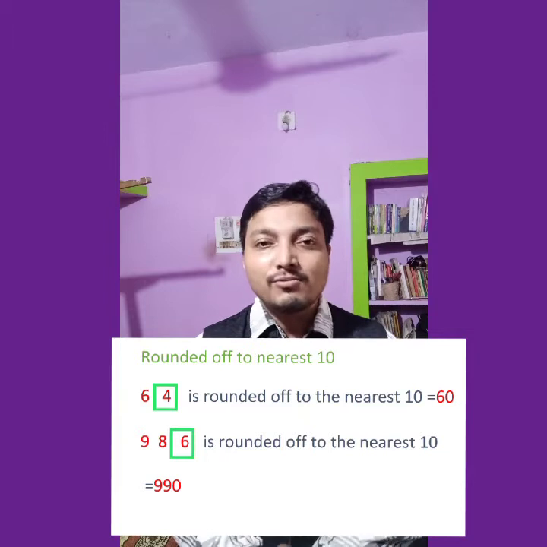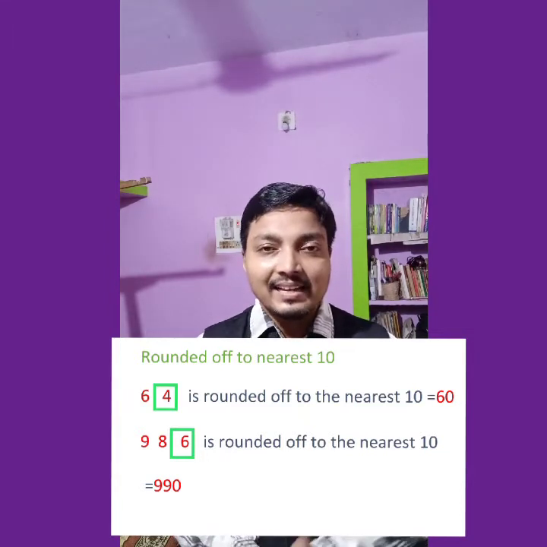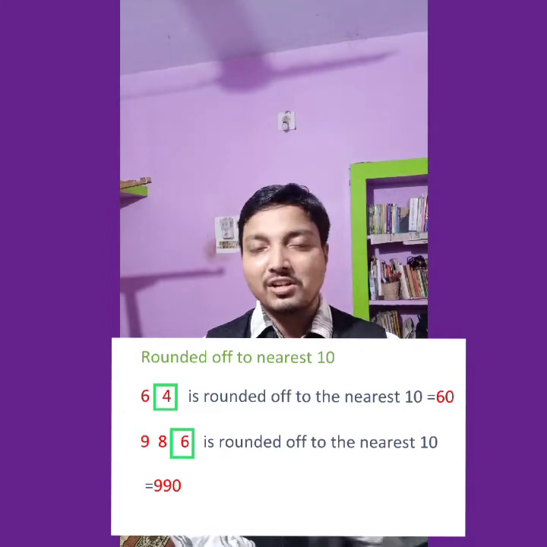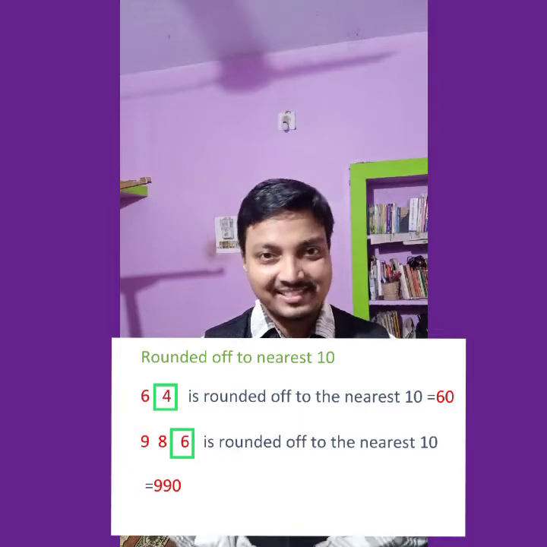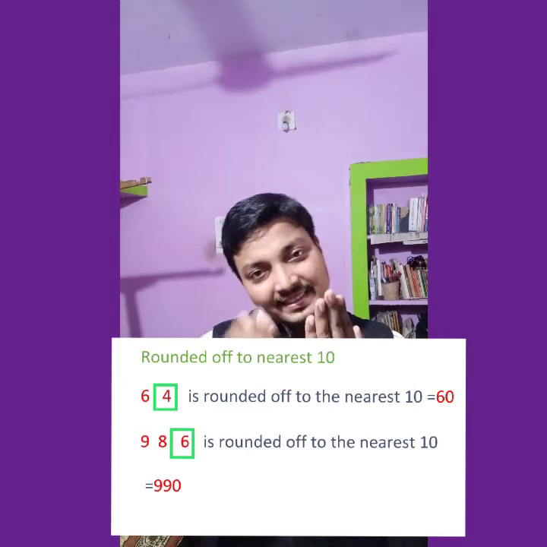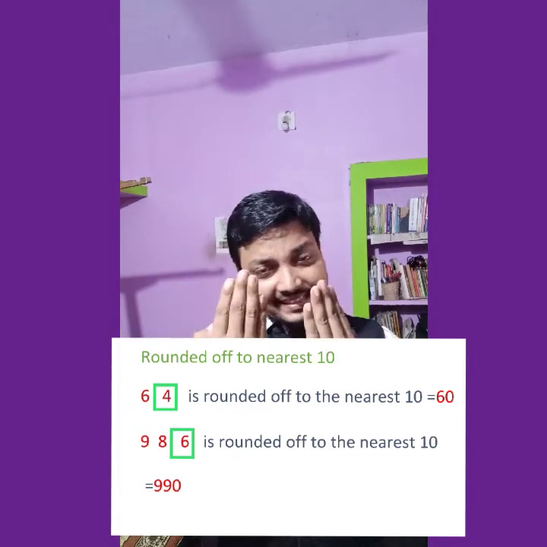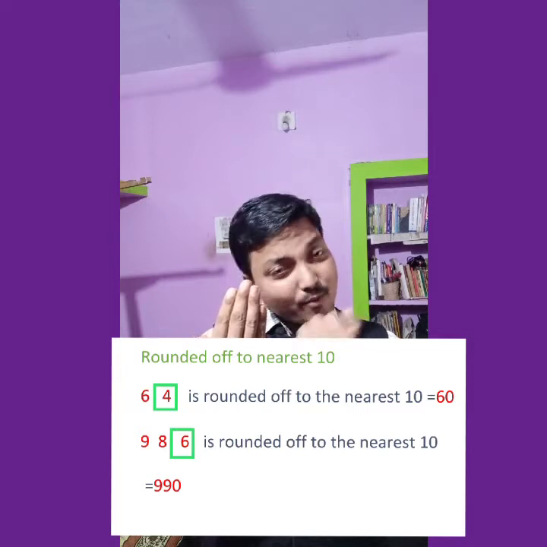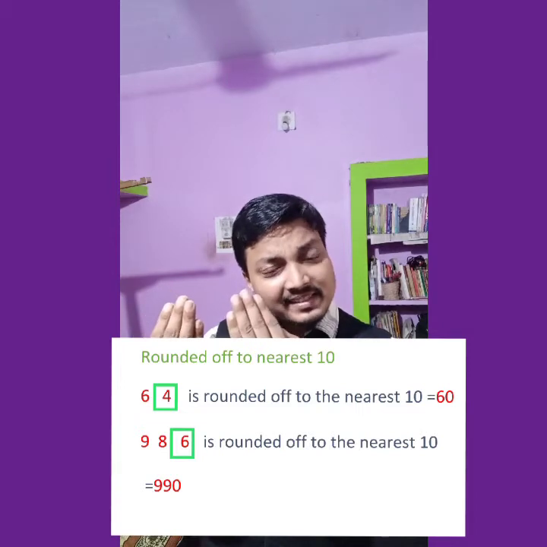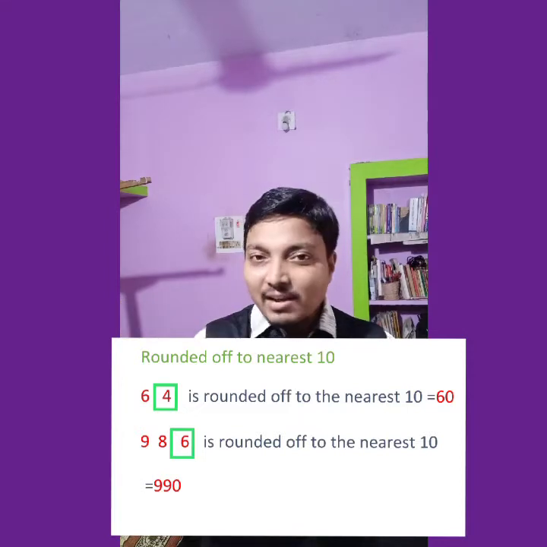But now I want to give you a shortcut trick. By using that shortcut trick you can easily say what the nearest 10 is, what the nearest 100 is, and also what the nearest 1000 is. Before that you have to remember the places: ones place, then tens place, then hundreds, then thousands. For tens, its previous place is ones. For hundreds, its previous place is tens. For 1000, its previous place is hundreds.